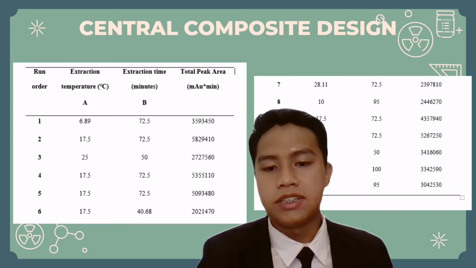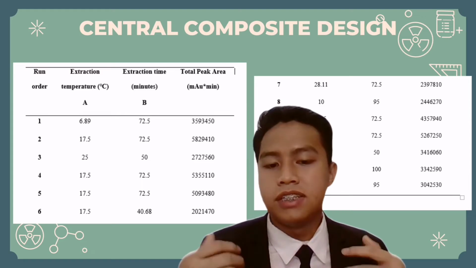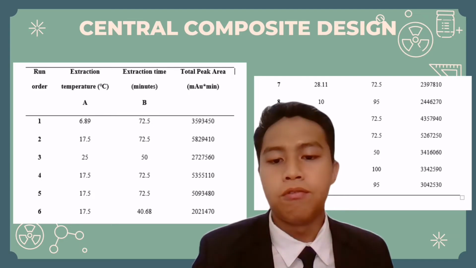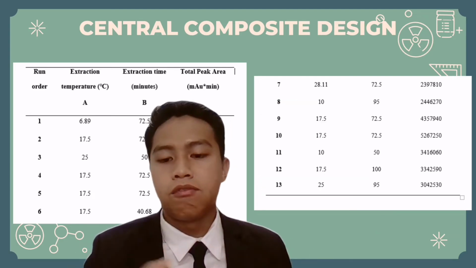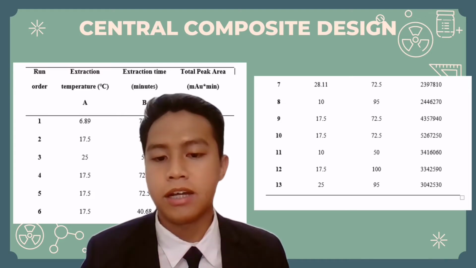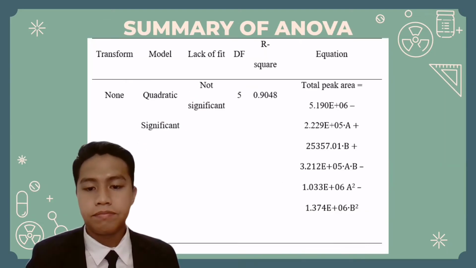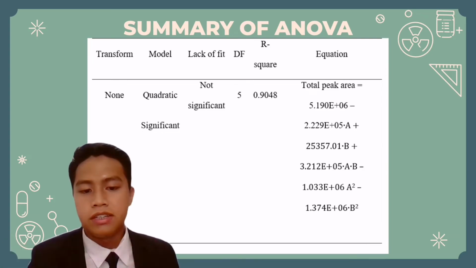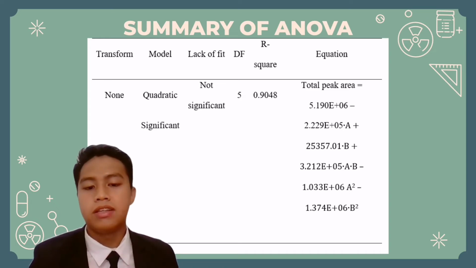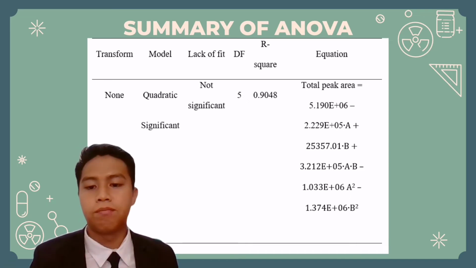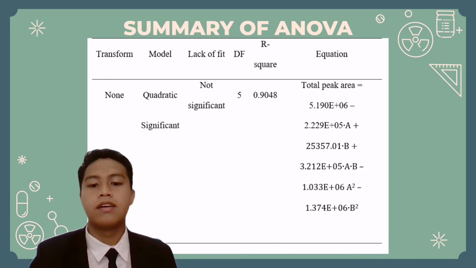Then we go to the central composite design, which has generated a series of 13 experiments, focusing on the interaction between two factors, which are extraction temperature and extraction time. This is my summary of ANOVA, where I don't use any transform, and the model is significant. The lack of fit is not significant, the R squared is 0.9048, and the equation of my model is this.